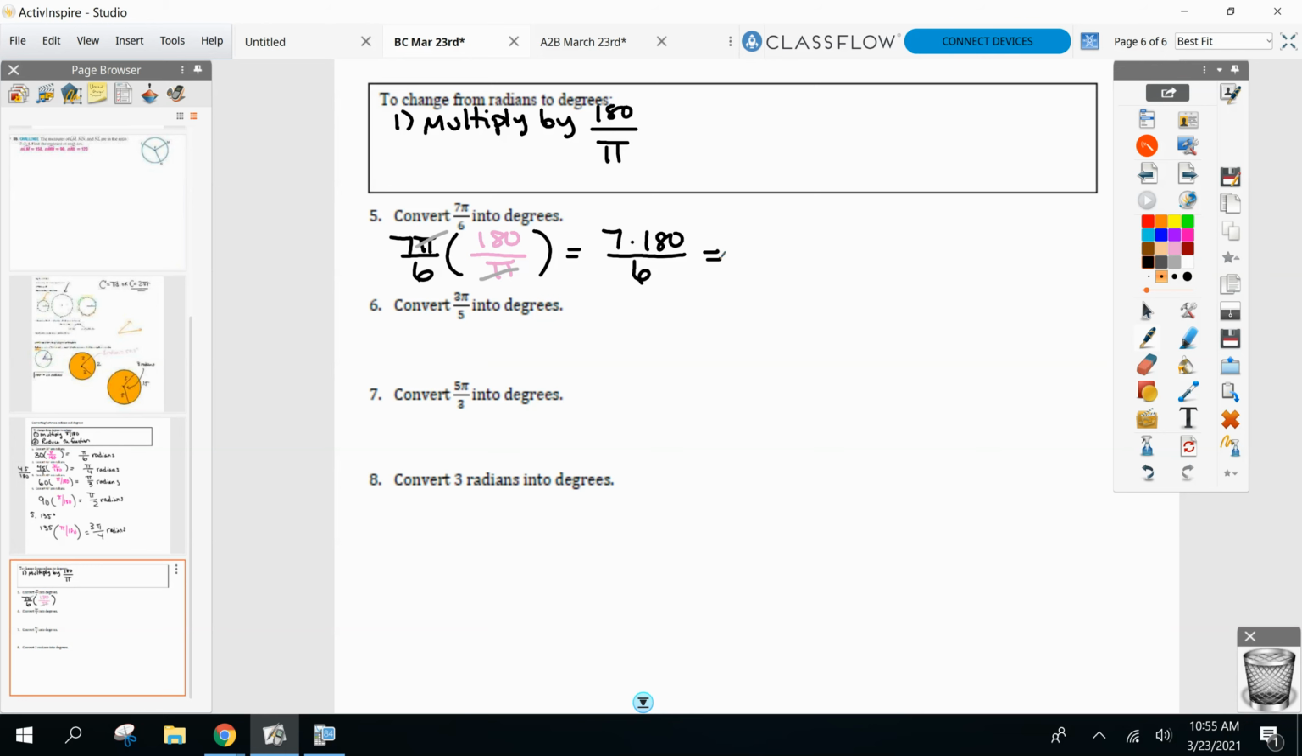Wait, I'm really confused now. On the formula sheet, it says 1 degree is pi over 180 times radians. Okay, but I don't have a degree. I wasn't given a degree. I'm given radians.